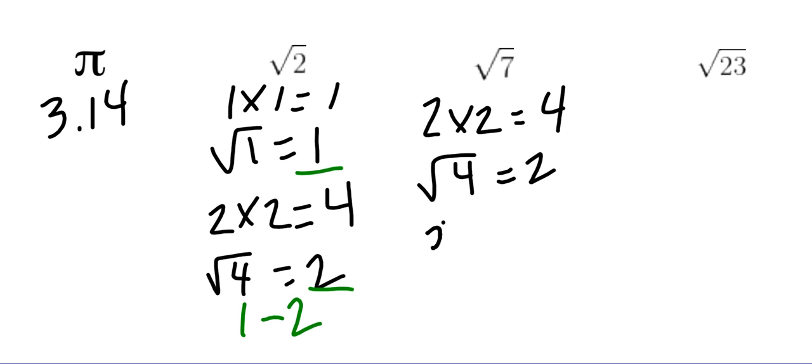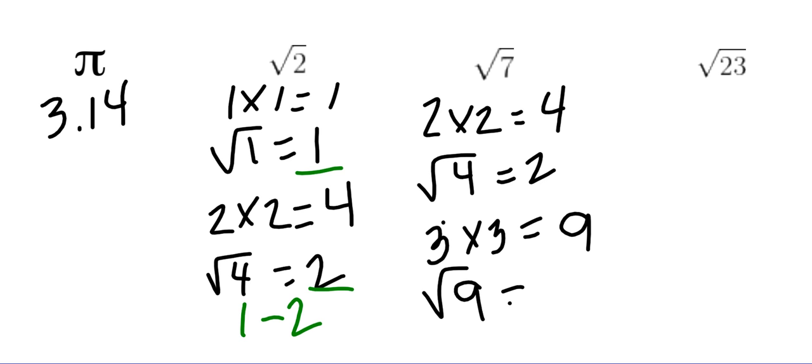All right, I'll move up one more. 3 times 3, what does that equal? 9. Okay, I know 9 is bigger than 7, so I know square root of 9 equals 3. So like I was just saying, I know that 9 is bigger than 7, so I know that square root of 7 has to be less than 3. So what is square root of 7 in between? The numbers 2 and 3. That's what I figured out.